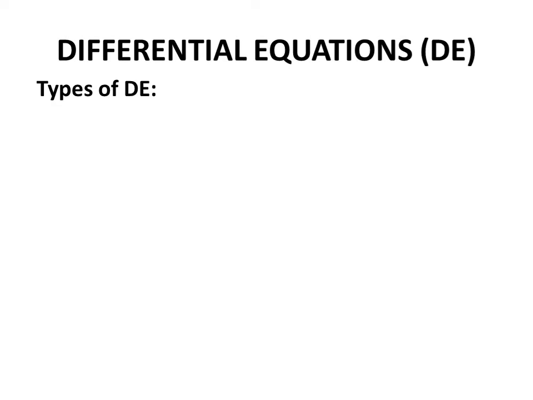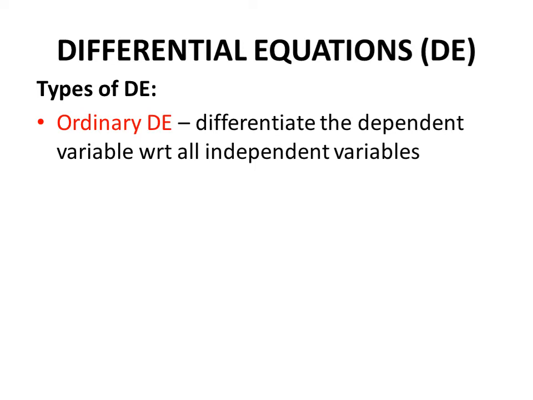Now let's consider the types of differential equation. There are at least two. The first one is ordinary differential equation, in which we differentiate the dependent variable with respect to all independent variables. For example, we are given d squared y over dx squared plus k squared y is equal to 0. From this equation, we can say that the dependent variable y is a function of x.